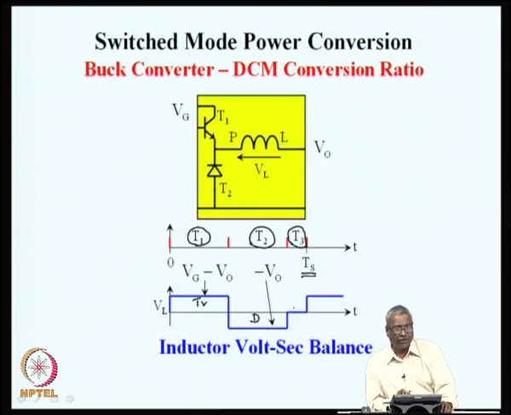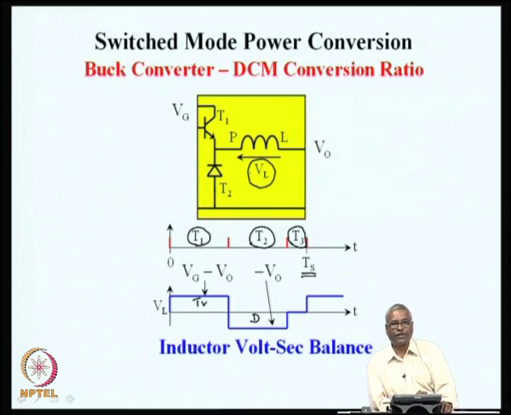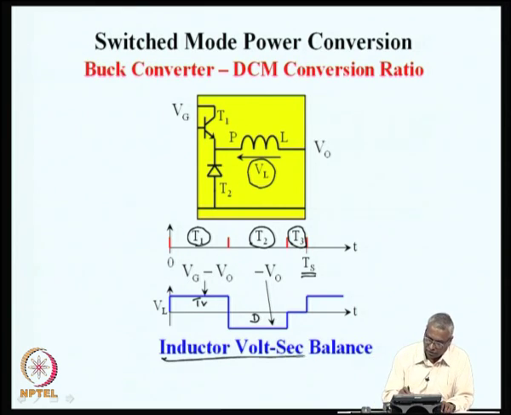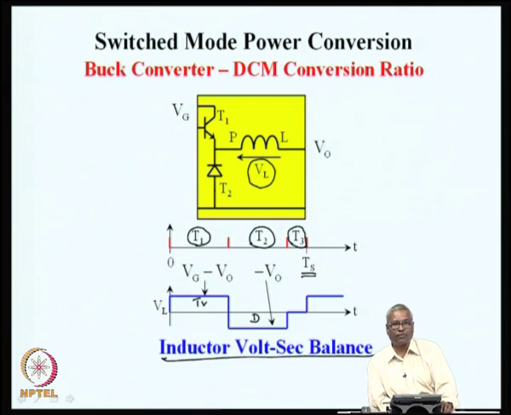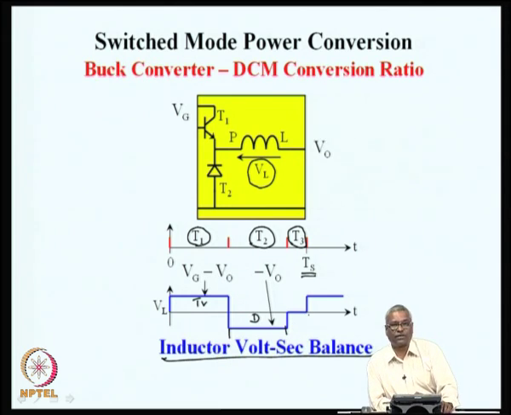Now, the conversion ratio can be found out just as we did for the other converters by taking the VL, the inductor voltage in one cycle and finding out the volt second balance on that. This volt second balance, as we see over one period, now consists of the interval T1 when the voltage is Vg minus V naught and interval T2 when the voltage is minus V naught and the interval T3 when the voltage across the inductor is 0 or the inductor is just floating.